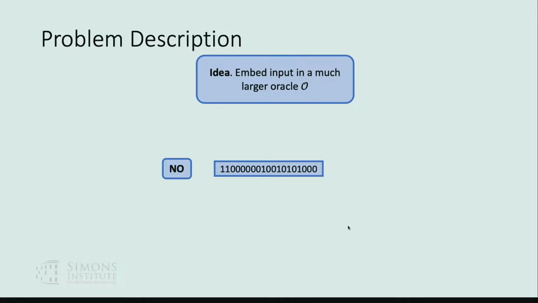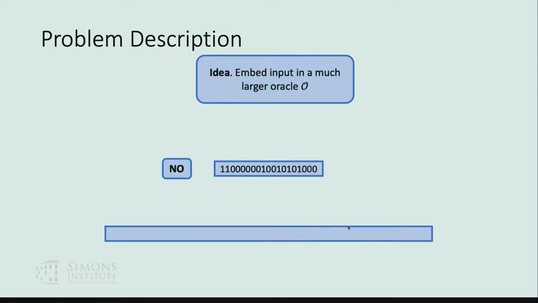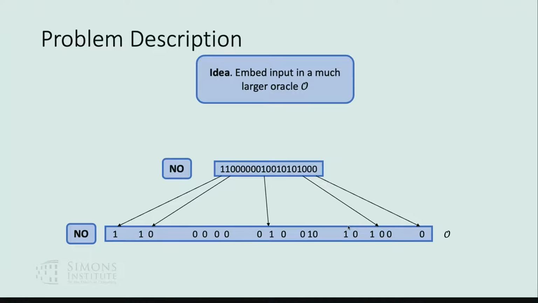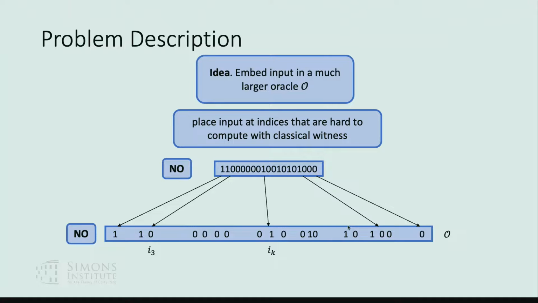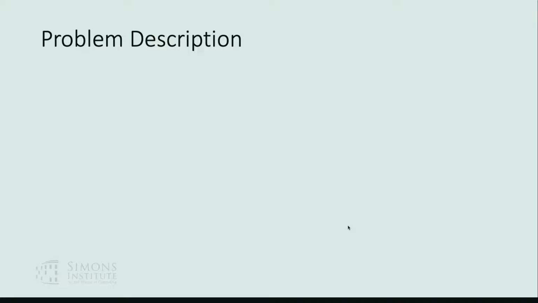So the idea now is that we have this very easy oracle. We're going to embed it into this much bigger oracle, so imagine this exponentially bigger. And we're going to place the contents of this oracle into these positions here. The trick is that these positions are going to be hard to compute. So this I3, this IK, it's going to be really hard to compute. It's like a desert, and you only have a couple of useful pieces of information here. So then the question is, where are you going to find these hard indices?